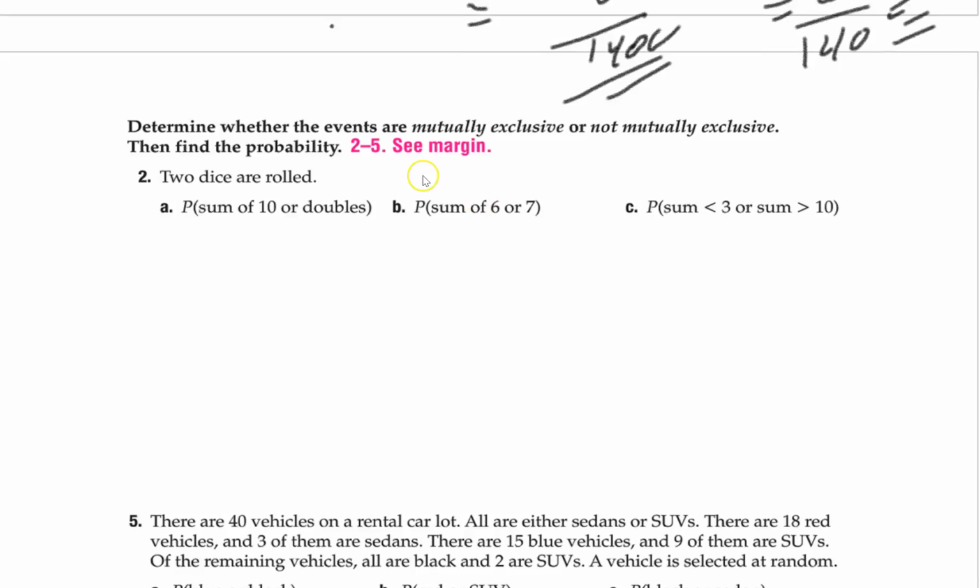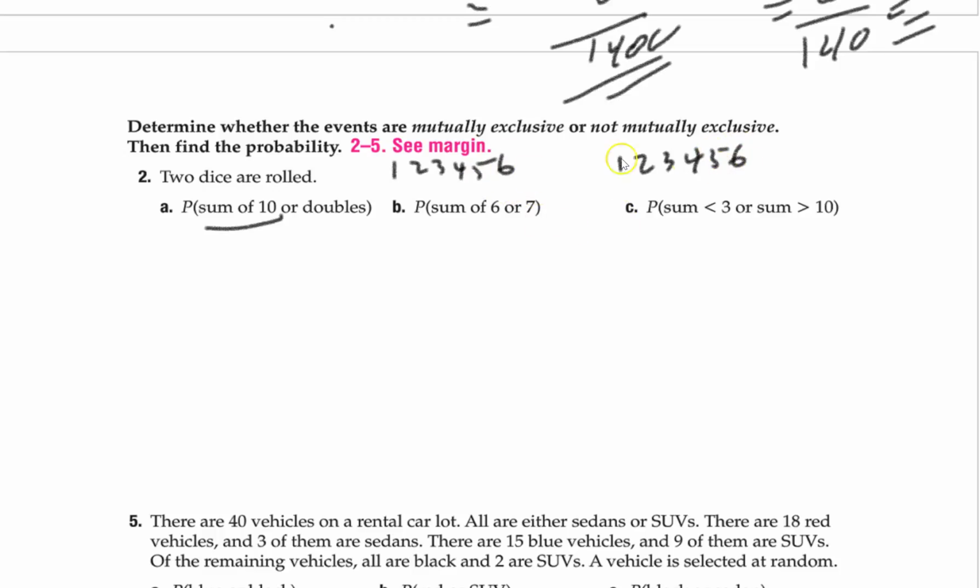Determine whether the events are mutually exclusive or not, then find the probability. So 2 dice are rolled. Sum of 10 or doubles. So think about how you get a sum of 10. If we're rolling dice, remember dice are 1, 2, 3, 4, 5, 6. We're going to roll 2 of them. So let me write it again so we have something to work with.